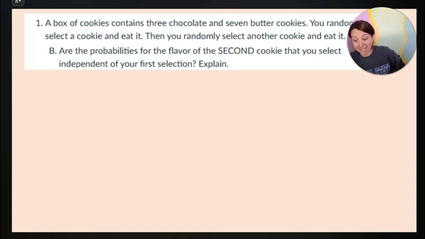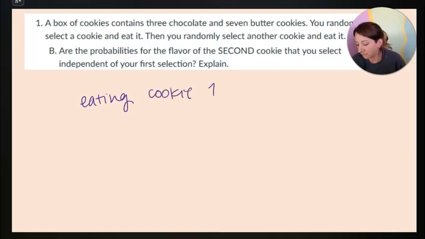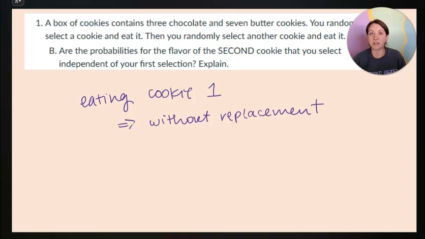Okay, part B. And I notice I'm at 7 minutes, so I will see how quickly I can do this. Part B asks, are the probabilities for the flavor of the second cookie that you select independent of your first selection? I did explain that in the first video. Because we are eating the cookies, that directly implies we're doing something without replacement, meaning we are changing the probability on the second trial. So is it independent of our first selection? No, because the second probability changes depending on what happened on that first trial.